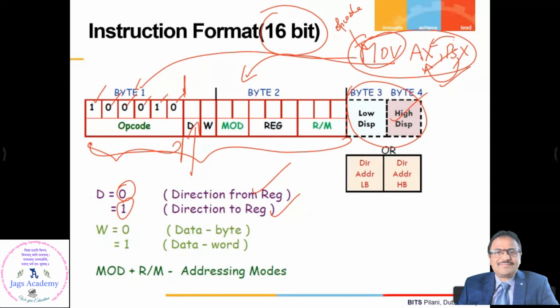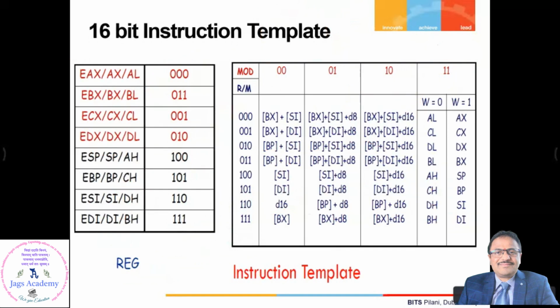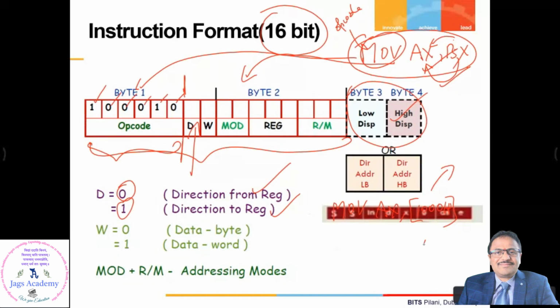But try to understand this. Suppose you have an instruction, say move AX comma, and I will write a memory location here, 100H. Can you tell me what the D bit is for this? Data is going to the register, yes or no? Yes. Data is going to the register.